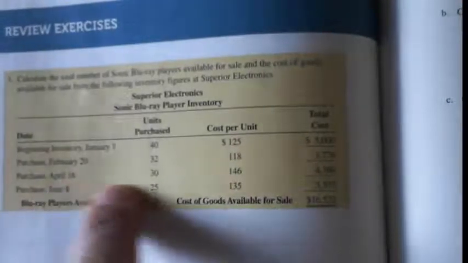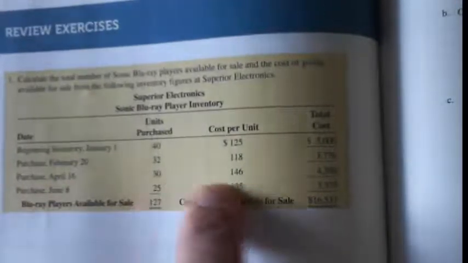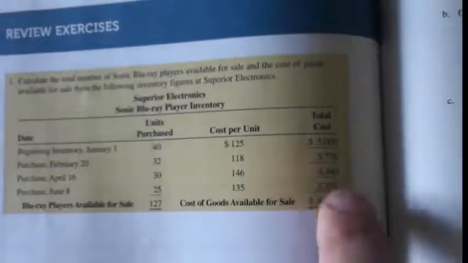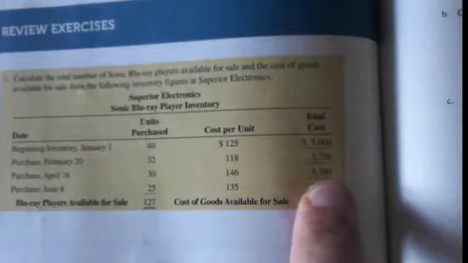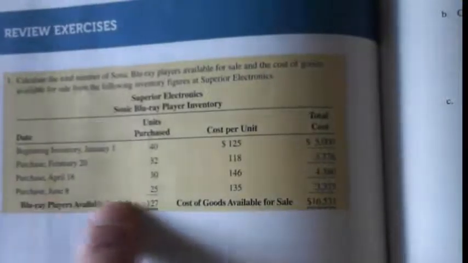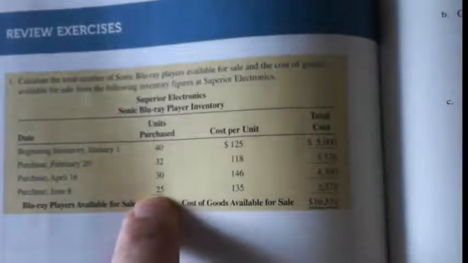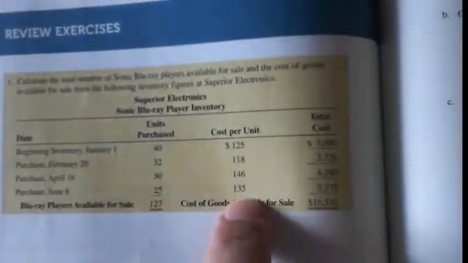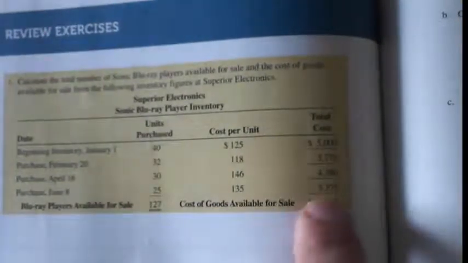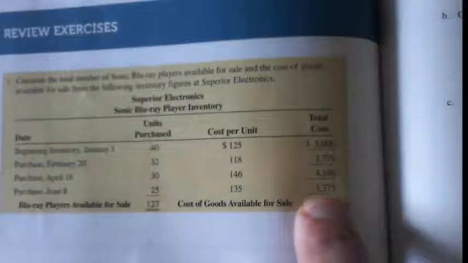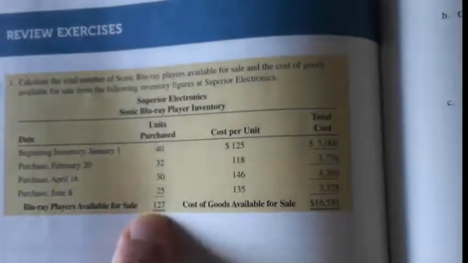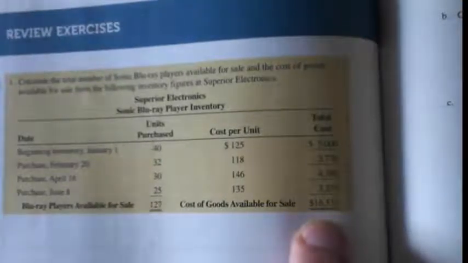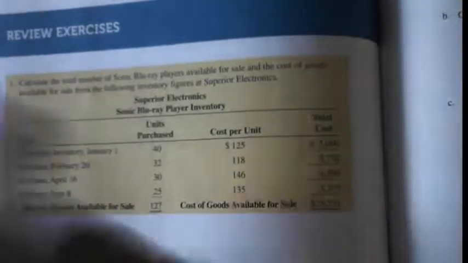April 16th, purchased another 30 units. Price had gone up. That's what they had to write the check for. Then on June 8th, purchased 25 units. Cost dropped a little bit. What they wrote the check for to whoever they bought them from. This is how many units they had. This is the total cost. Again, pretty straightforward information here.